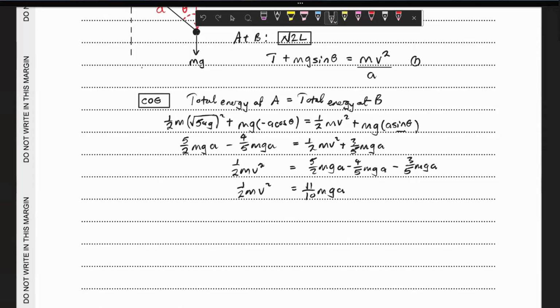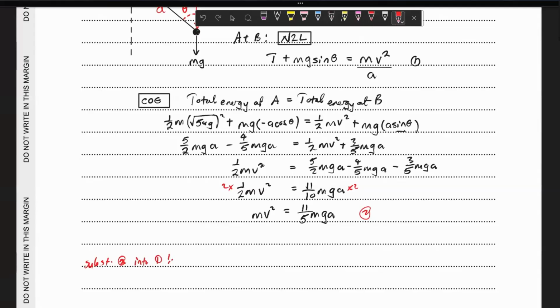So if we multiply both sides by 2, we'll be having mv squared being equal to 11 over 5 of mga. And that is after multiplying both sides by 2. So I'm going to say this is equation 2. And we can actually substitute equation 2 into equation 1.